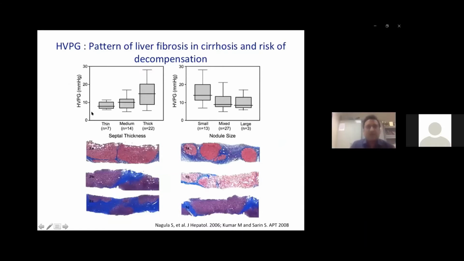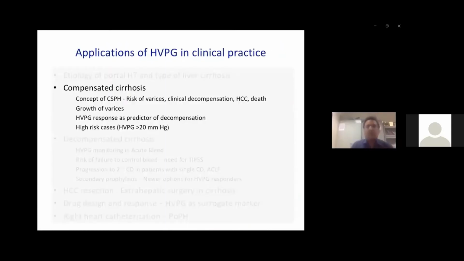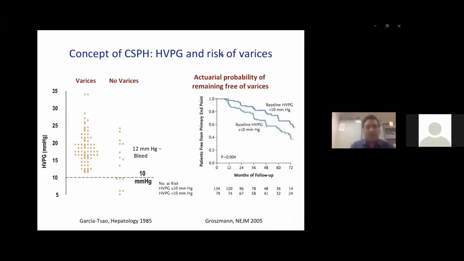HVPG is important to determine the pattern of liver fibrosis in cirrhosis. You can see here, with the type of liver fibrosis, the increasing septal thickness in cirrhosis, there is higher HVPG, and the smaller nodules and thicker septa are associated with higher HVPG. So these patients with smaller nodules and thicker septa may be at risk of higher decompensation and higher portal pressures. Coming on to the role of HVPG in patients with compensated cirrhosis.